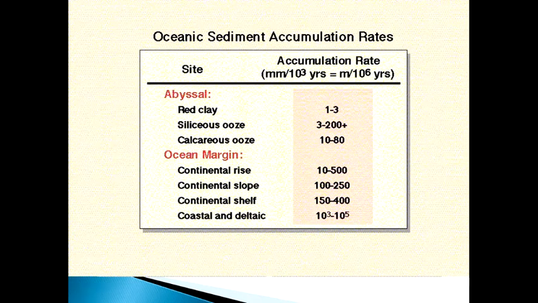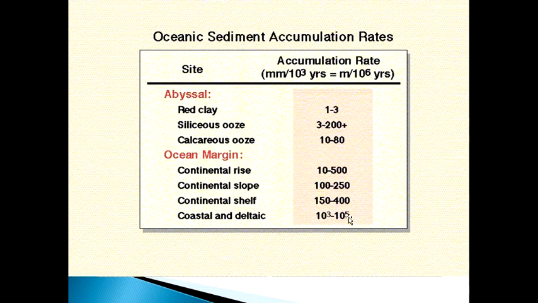We can talk about how fast these sediments accumulate. Accumulation here is given in weird terms, millimeters per 1,000 years or meters per 10 to the 6 years. Just think of it as how fast sediment is accumulating. And the higher the number, the faster this stuff is building up. So the abyssal, in other words, the deep, deep ocean, look at these low numbers: 1 to 3 millimeters per 1,000 years, 3 to 200 plus millimeters per 1,000 years. These are low numbers. So out in the deep ocean, very little sediment accumulates each 1,000 years.